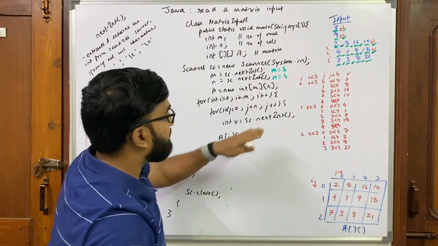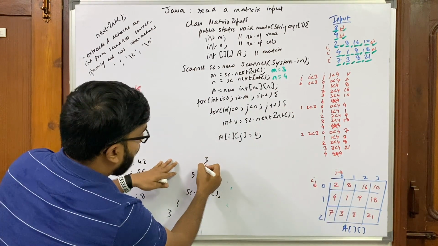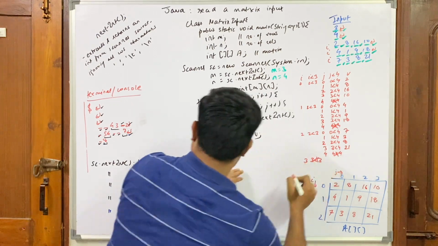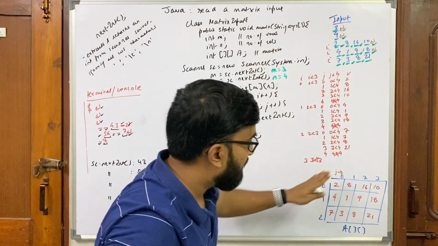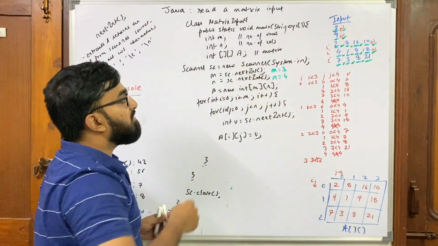Okay, you go back here, j becomes 4, 4 is less than 4 is false. You cannot come out of this loop, you increment i, becomes 3, 3 is less than 3 is false. You cannot come out of this loop and you have read this entire input into your array A. So this is how you input a matrix into your 2D array in the Java program.